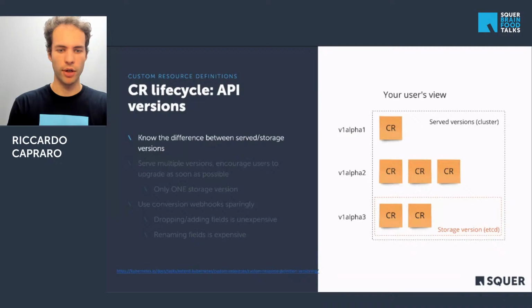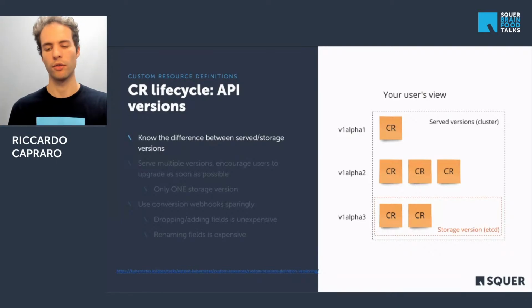API versions is also something very important. Know the difference between served and storage versions. So you can have multiple API versions that are served, but there's only one storage version in the etcd. And you can hack it, but the idea is you have one storage version, that's usually the latest, and then you have other served versions, like the previous ones, that your users can still define, but in the background, you're only processing the latest version. And what this means is that there is some type of conversion from V1 alpha 1 to V1 alpha 3 and V1 alpha 2 to V1 alpha 3.